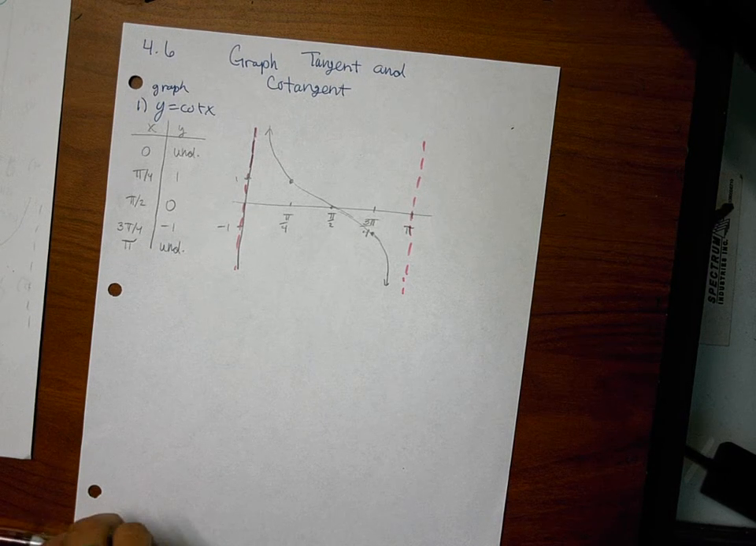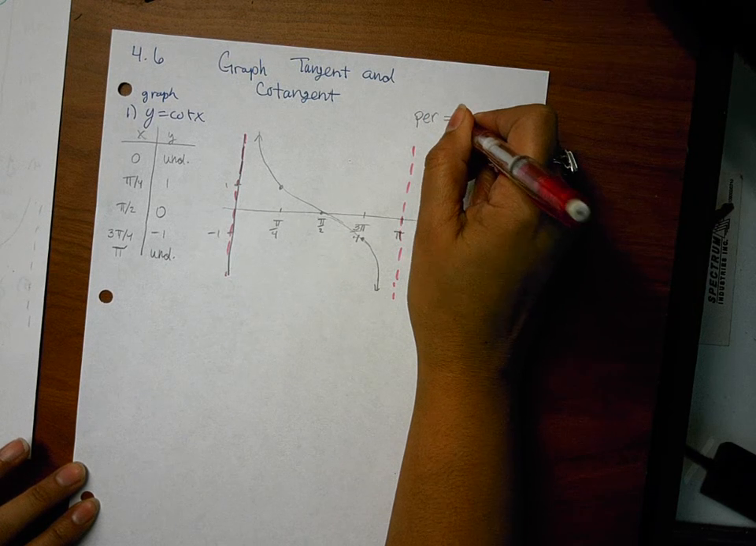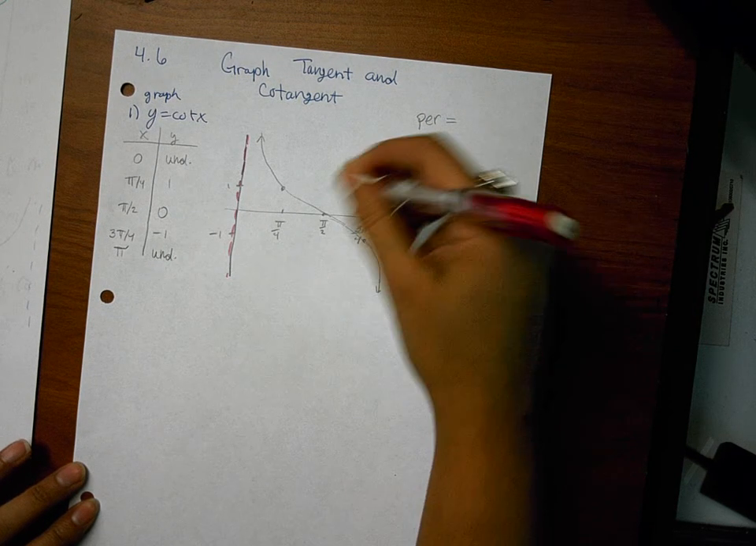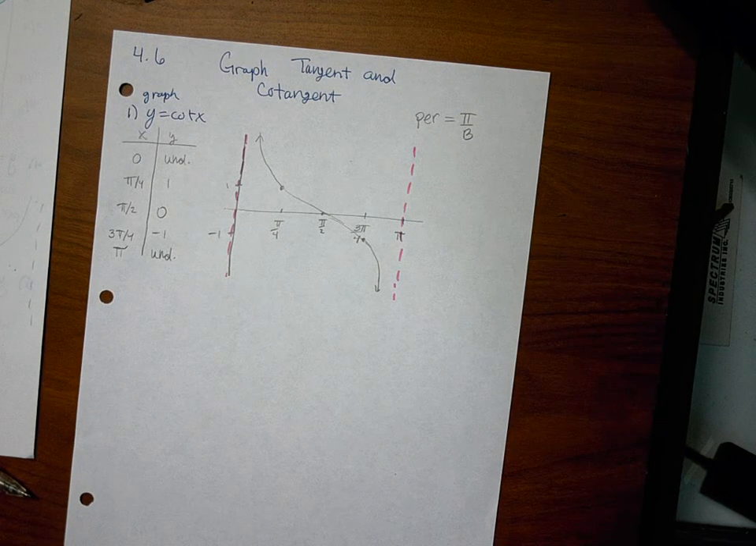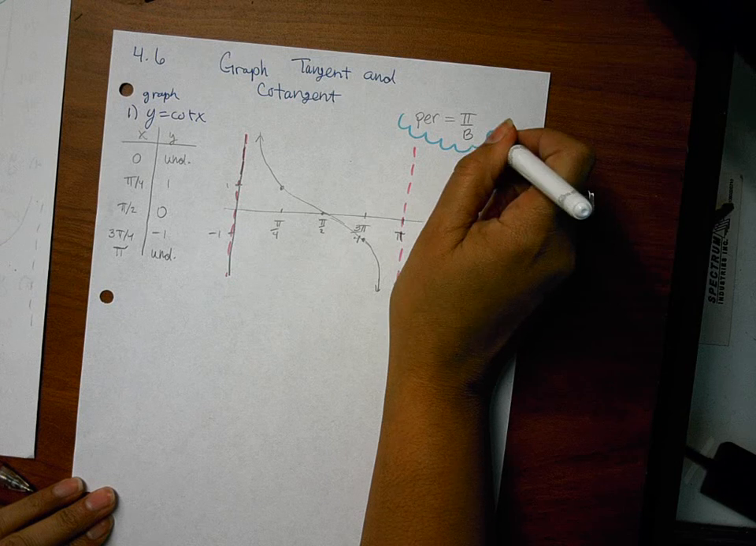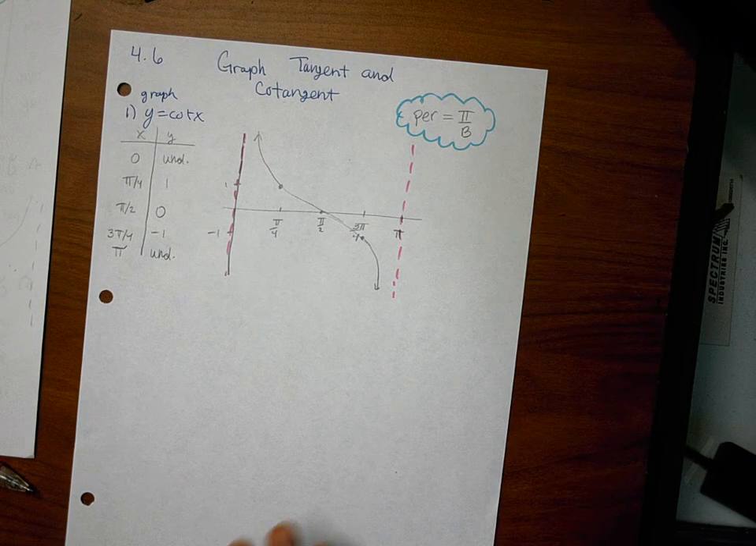And what we need to know is changing, and this is important, your period length for cotangent as well as tangent will always be pi over b. It is the only one that changes. Everything else is 2 pi over b, except for tangent and cotangent, pi over b. You do need to know that.